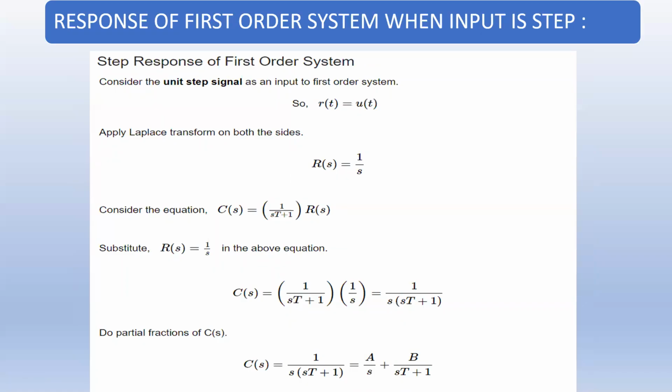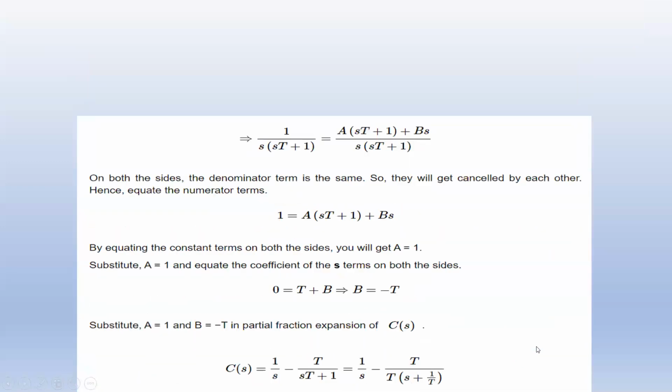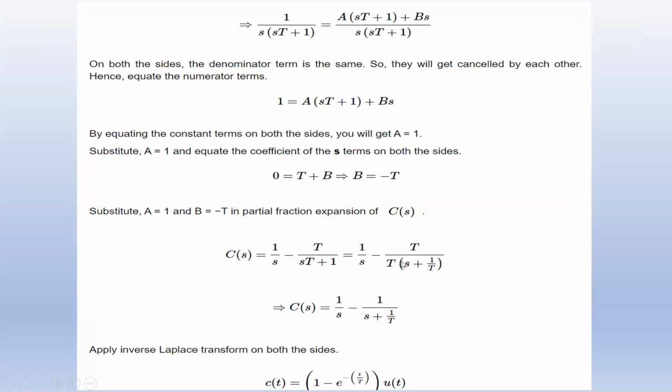So if we substitute this a value and b value in the previous expression, so if we substitute a equal to 1 over here, then the corresponding output equation in Laplace domain will become 1 over s plus minus tau by s tau plus 1, just like that. Here we have this output equation in Laplace domain.